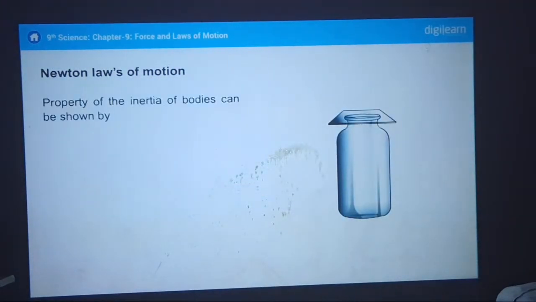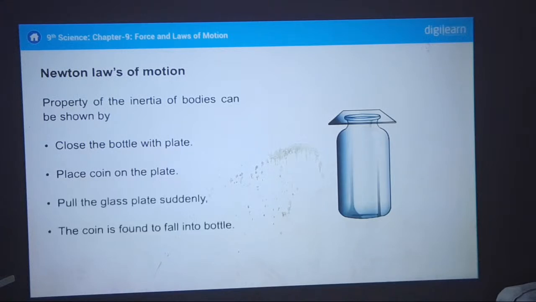Property of the inertia of bodies can be shown by the following example. Close the mouth of the bottle by placing the glass plate. A coin is placed on the glass plate just above the mouth of the bottle. Now, suddenly pull away the glass plate. The coin is found to fall into the bottle. So, this explains that when force acts on the plate, the coin suddenly falls into the bottle.